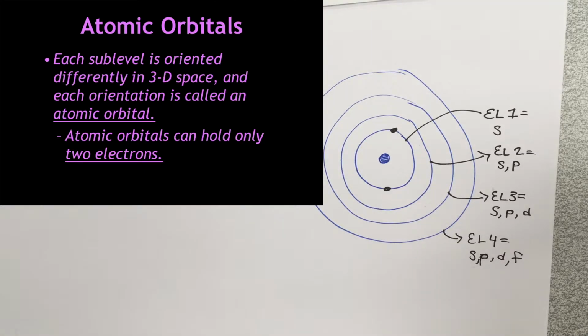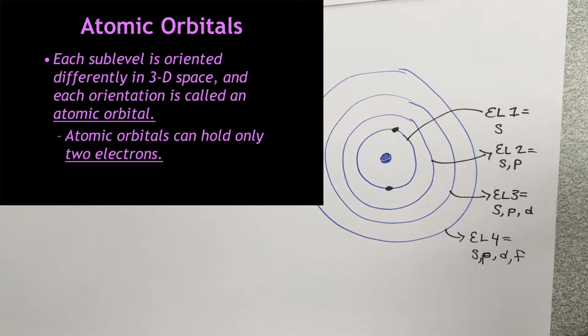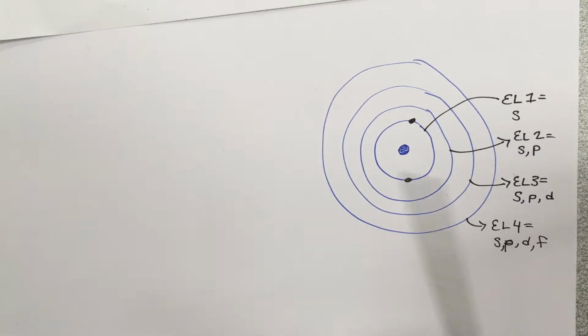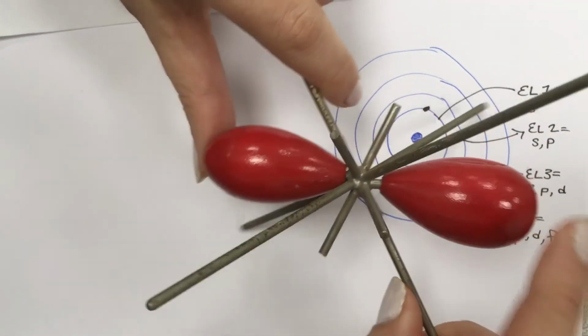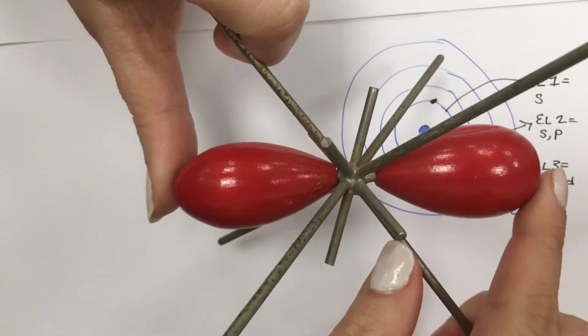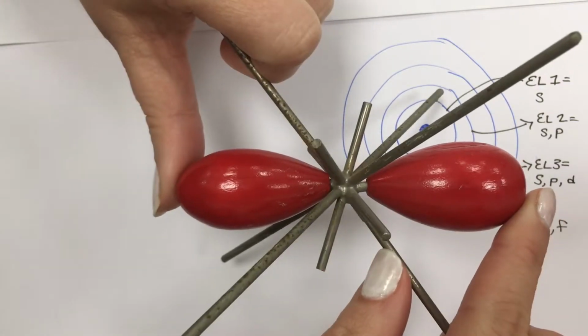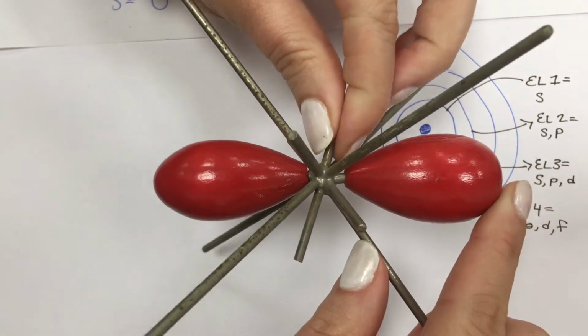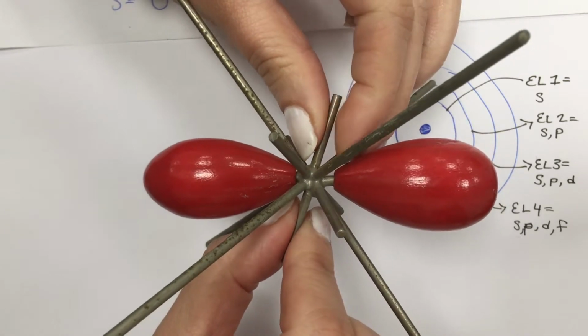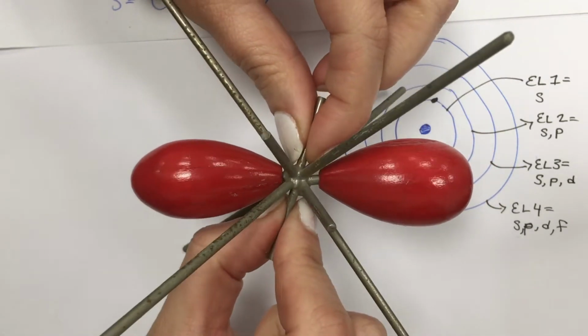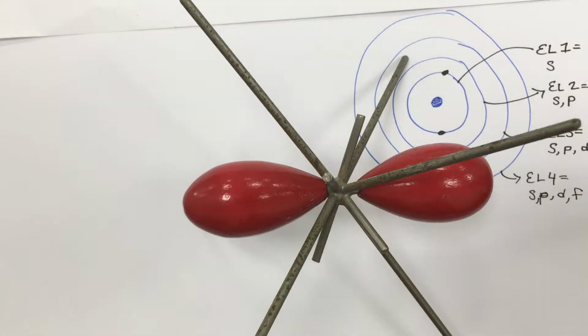Okay, so atomic orbitals. Each sublevel is oriented differently in 3D space. What that means is the P, you know how it's drawn like this on your paper, and it looks like it would just stay drawn like this, but actually there's one here, and then there would be 2 more dumbbells connected here. Let me see if I can.